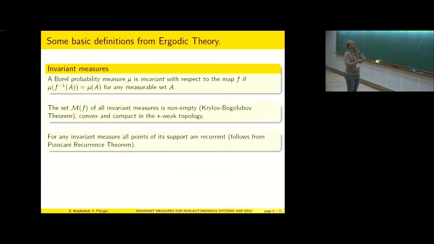Here is the definition of an invariant measure. Given a map F, we consider the set of all invariant measures, which is convex and compact in the weak topology. There is a very well-known statement that links ergodic theory and topological dynamics: for any invariant measure, all points of its support are recurrent. This is a simple corollary of the Poincaré recurrence theorem.